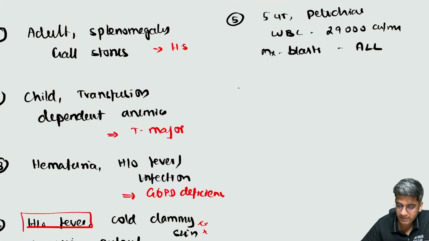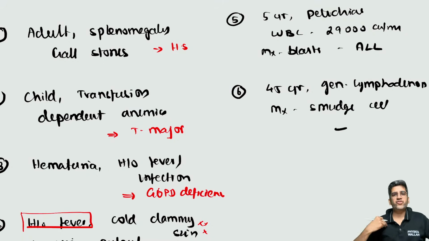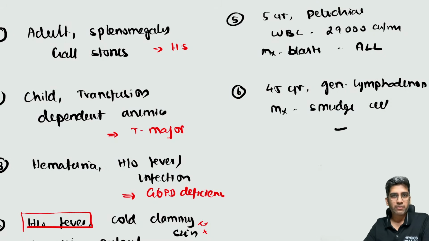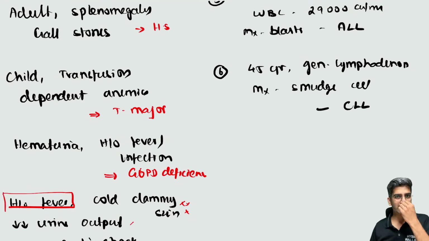Okay, next, number 6. Let's say an elderly 45-year-old person having generalized lymphadenopathy, and microscopy shows smudge cells. What do you think is the diagnosis? It's a very straightforward thing. A 45-year-old, an elderly patient, generalized lymphadenopathy, microscopy showing smudge cells. What's the diagnosis? Smudge cells are almost diagnostic of chronic lymphoid leukemia. That's a very simple thing, right?